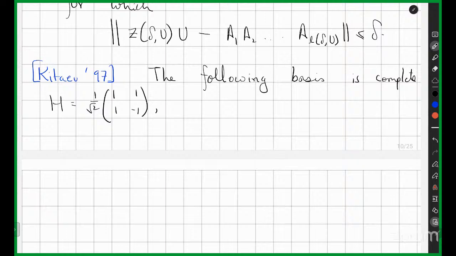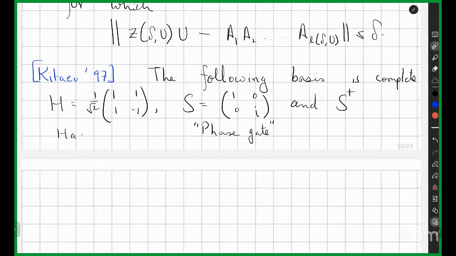There's one more I will write down after this, which is what is called the phase gate. This is I, and therefore also its inverse, which will be 1, 0, 0, minus I. This is Hadamard. Then control not.